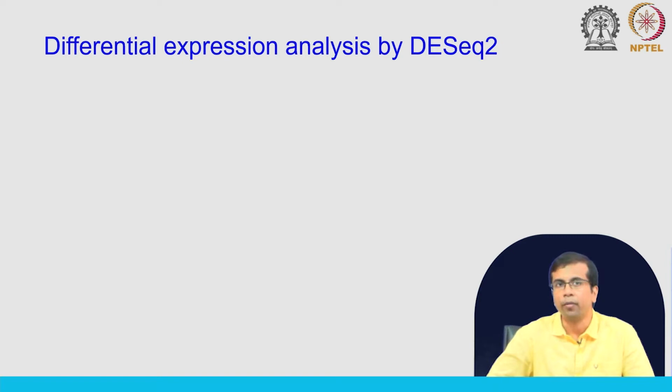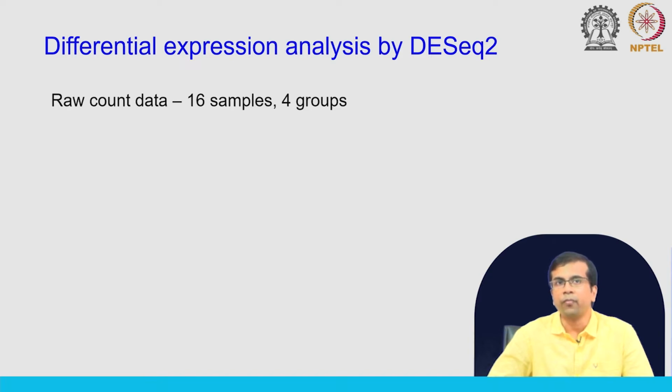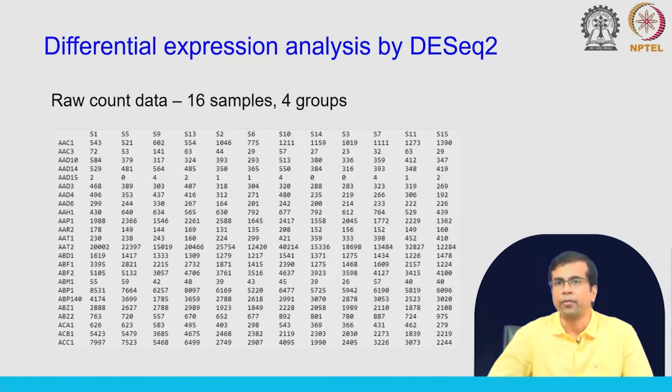What I am going to do now is I will show you some results from the analysis using DESeq2, right. So, again I will take the results from the 16 samples that I am using for all these illustrations. So, we have raw count data for 16 samples divided into 4 groups. Each group has 4 replicate measurements, right, and this is how the data looks like. This is the raw count data, right.